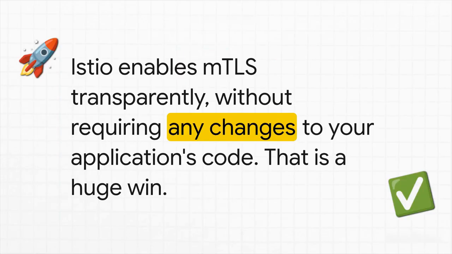Okay, so mTLS sounds great, but how do you actually do it without it turning into a complete nightmare? Are you going to go ask every single app team to change their code to handle certificates? No way, that's a non-starter. And this is where Istio comes in and, frankly, saves the day. Istio, as a service mesh, automatically puts a little proxy, a sidecar, right next to each of your applications. This proxy handles all the mTLS stuff for you. Your app doesn't even know it's happening. And that's the magic right there. Zero code changes. That is an absolute game changer.